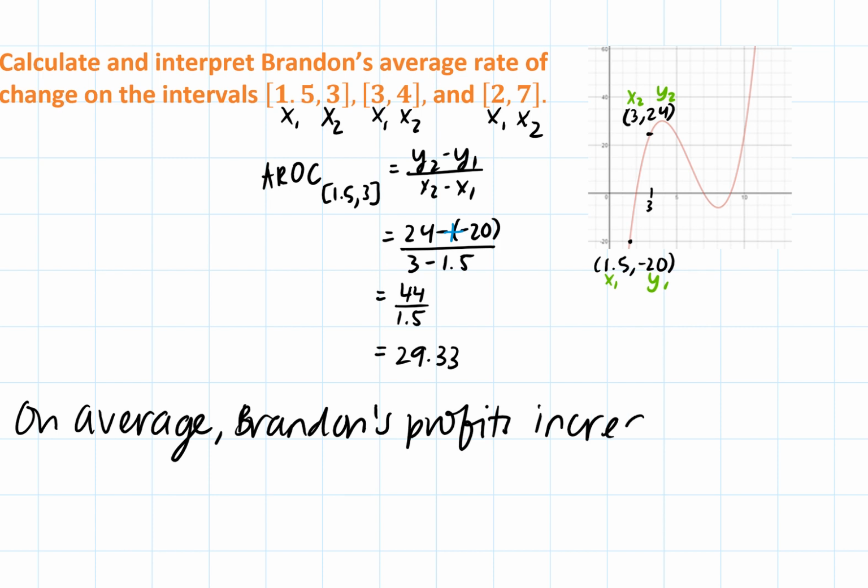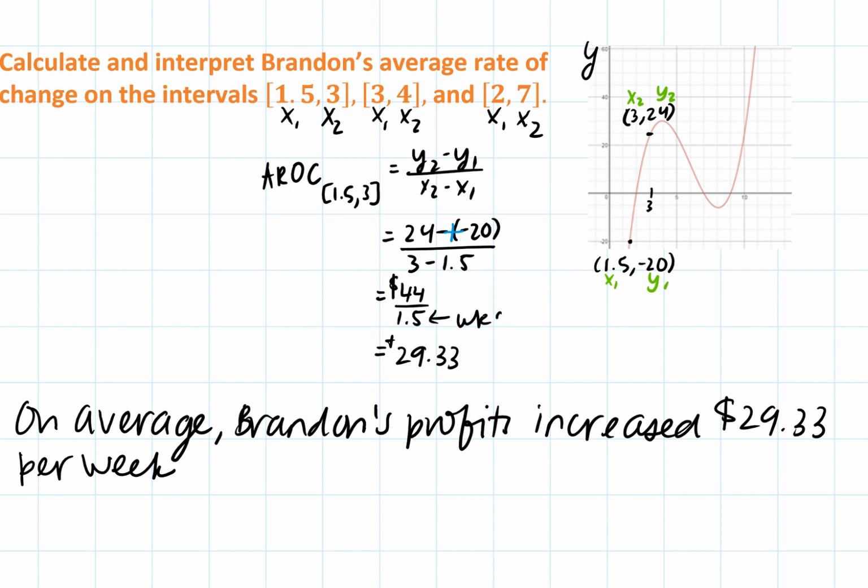increased. I'm saying increased because the average rate of change was positive 29.3. So they increased $29.33 per week, right? This is an amount of money, his profits, the y values. This is a number of weeks, so this is profit per week. From weeks 1.5 to 3. Essentially, that's the slope right here between these 2 points.